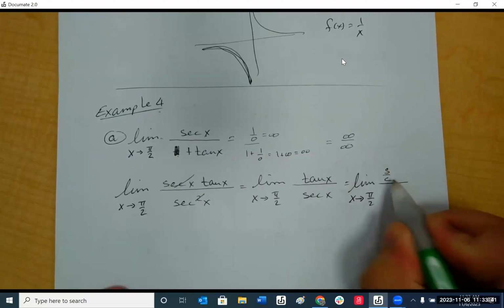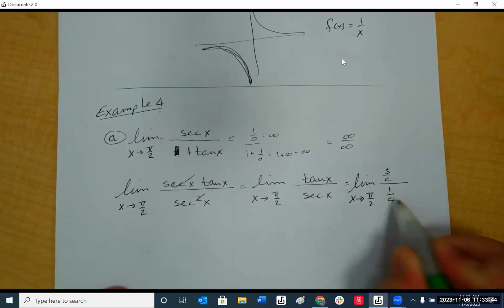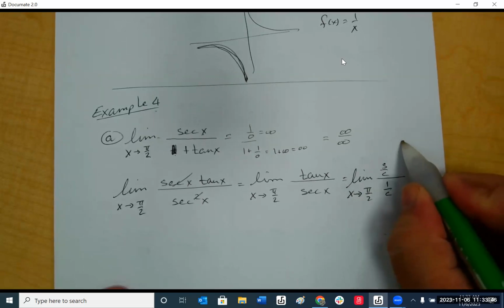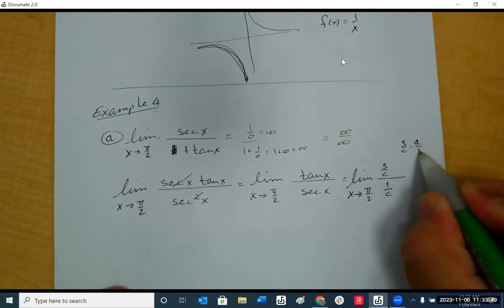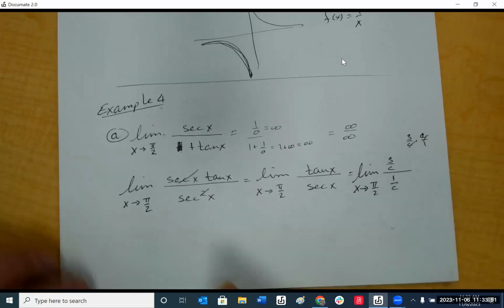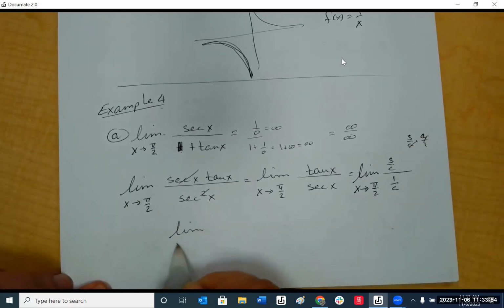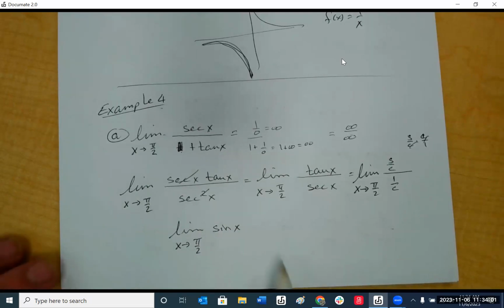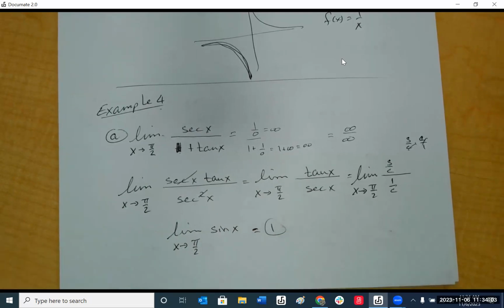Tangent is sine over cosine. Secant is 1 over cosine. So take the top, leave it alone, flip the bottom. We're just left with the limit as x approaches pi over 2 of sine x, which is 1. That was A. Now let's get B.